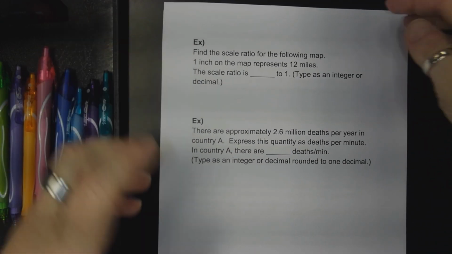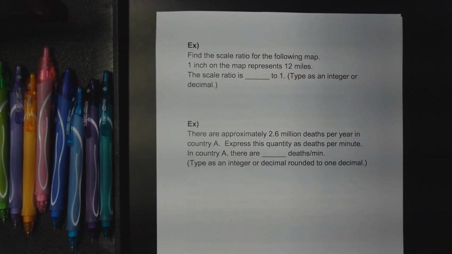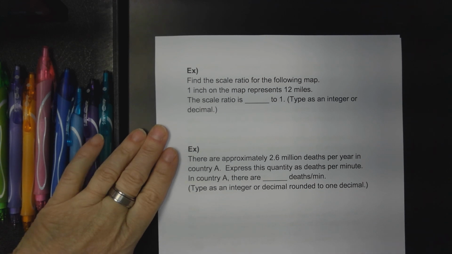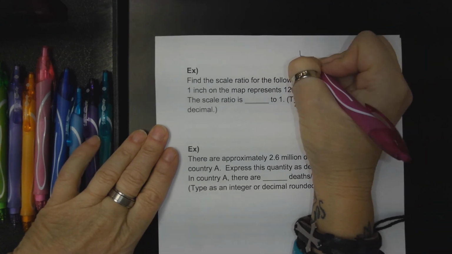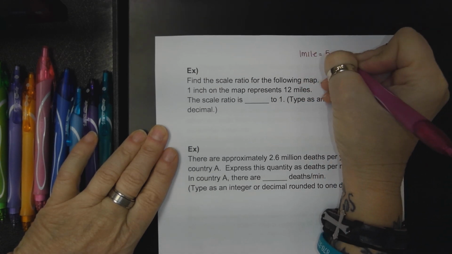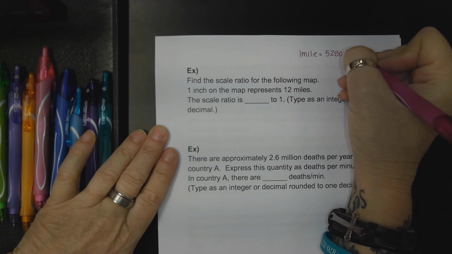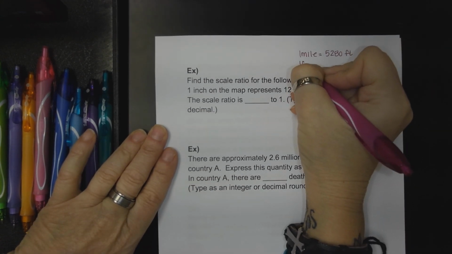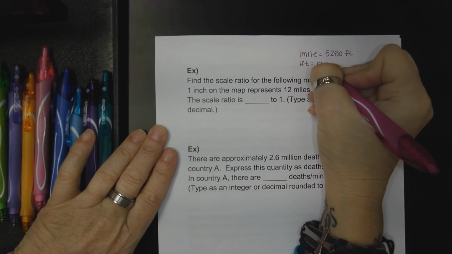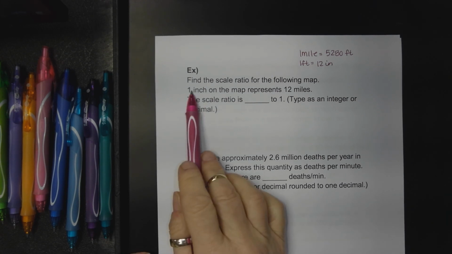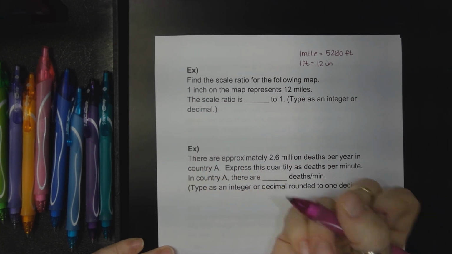Now we're going to find the scale ratio for the following map. We have 1 inch on the map represents 12 miles. So we need to write down some things that we know, that we've already established. We know that 1 mile is 5,280 feet, right? We've used that at least once, maybe more than once. And we know that 1 foot is 12 inches. I know we've used that multiple times. So we're going to, inches on the map represents 12 miles.